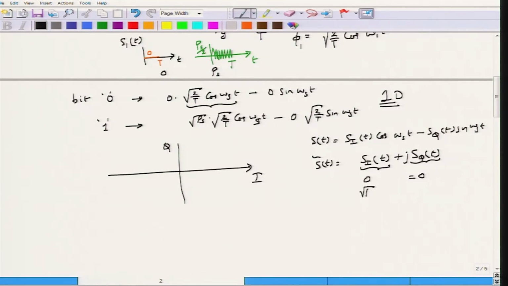Luckily for us, S_Q of t is equal to 0, S_I of t can take on two values, 0 and square root of P_s. If I normalize these signals by saying P_s is equal to 1, then square root of P_s will become 1, and I can now represent bit 0 which is given by S_I equal to 0 coordinate, and bit 1 given by S_I equal to 1 coordinate by writing 2 points here. So, this would be my bit 0, this would be my bit 1.